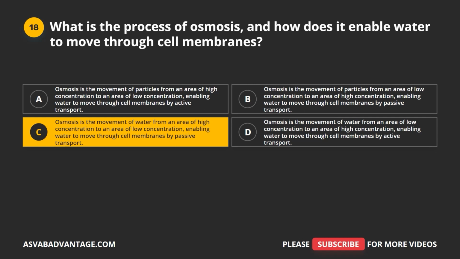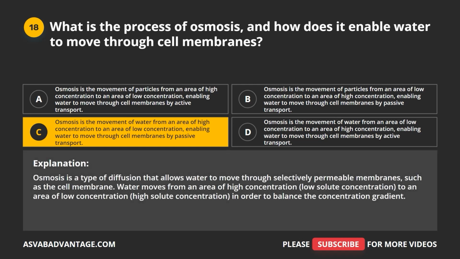Osmosis is the movement of water from an area of high concentration to an area of low concentration, enabling water to move through cell membranes by passive transport. Osmosis is a type of diffusion that allows water to move through selectively permeable membranes, such as the cell membrane. Water moves from an area of high concentration, low solute concentration, to an area of low concentration, high solute concentration, in order to balance the concentration gradient.